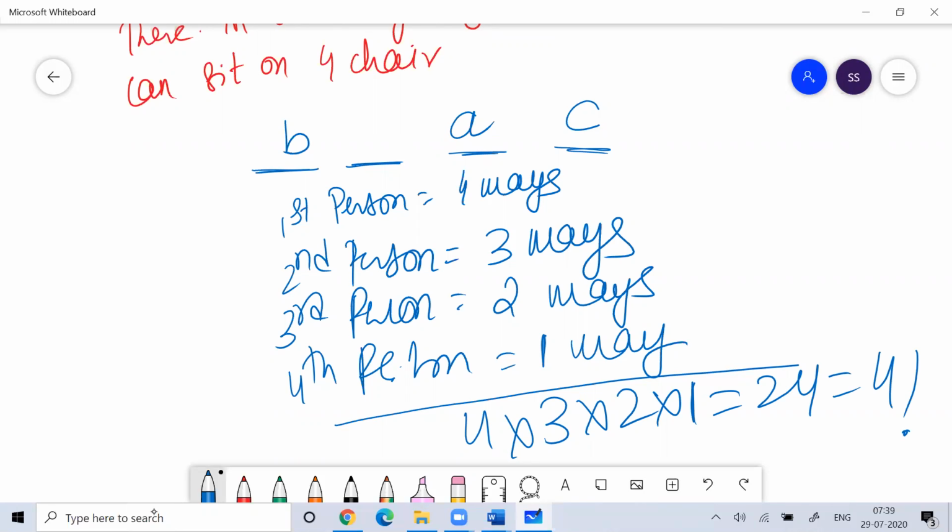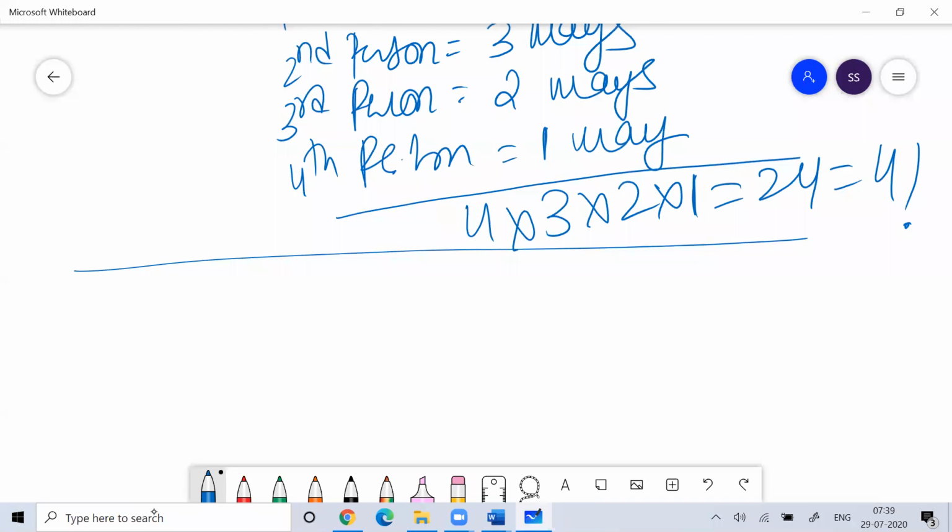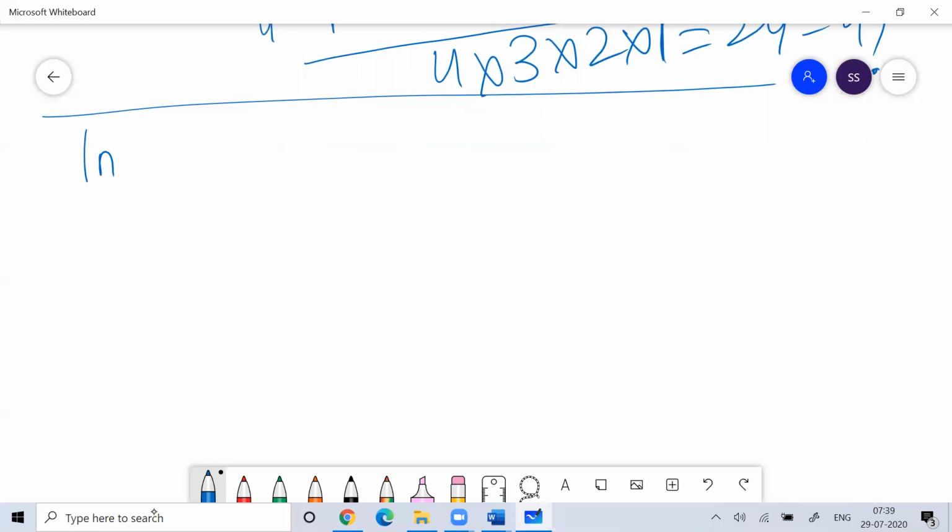So we cannot spend our time considering all the possible cases. Instead, we can do this advanced form of counting very easily by applying factorials. If you apply factorials, then the counting becomes very easy.